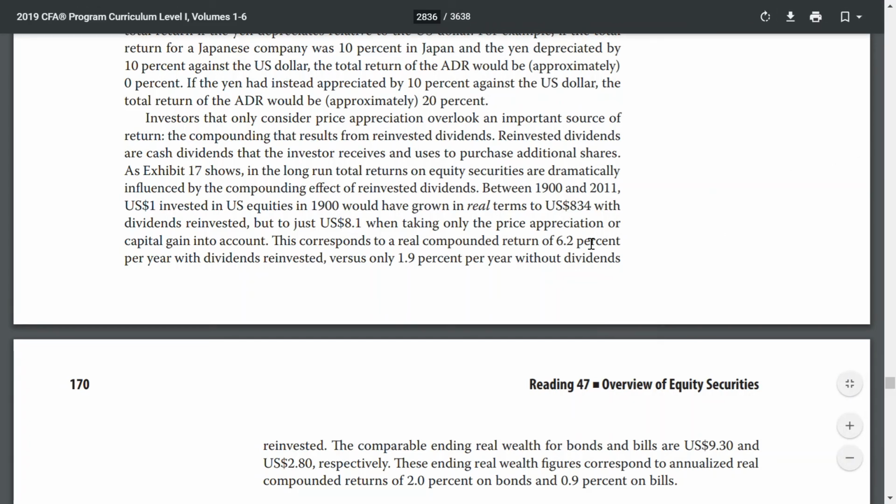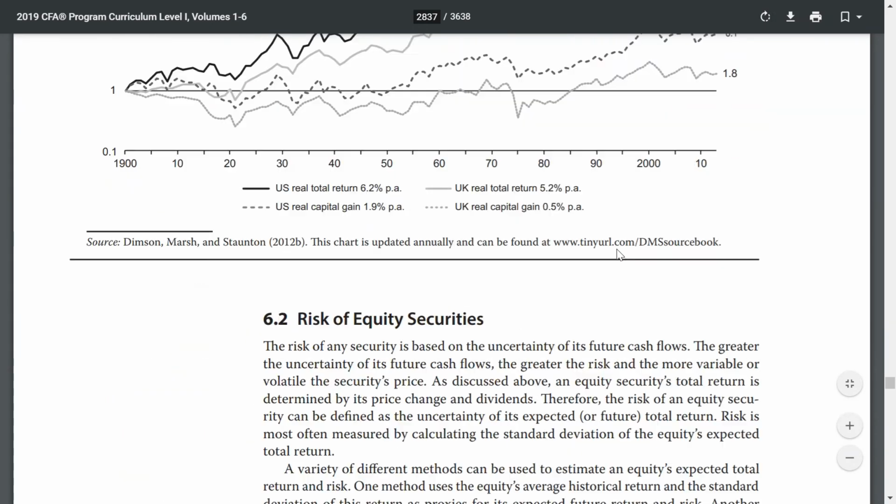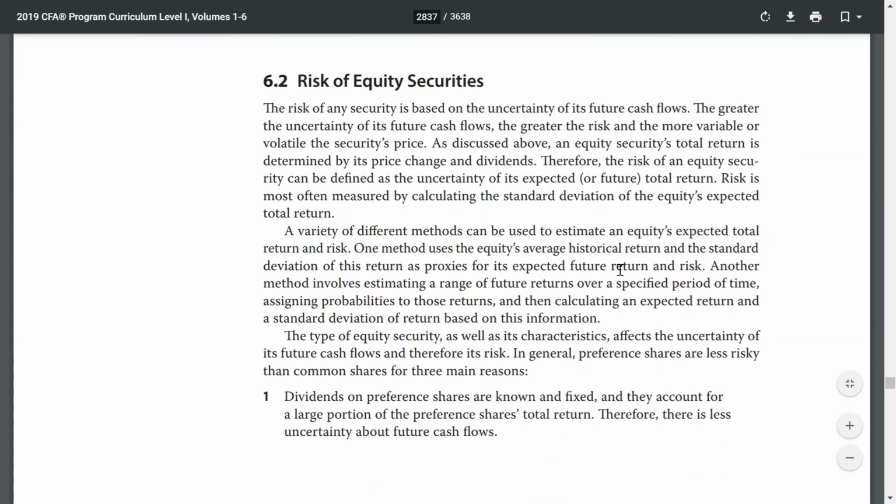Equity securities and company value. So, just basic stuff.